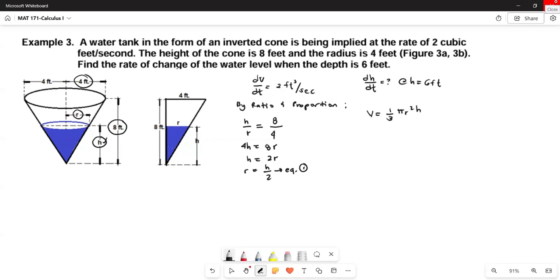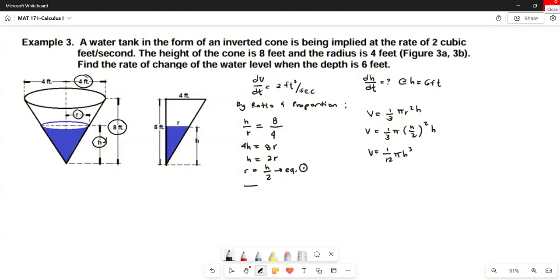Therefore, kailangan muna natin gawing uniform yan. Di ba nakasolve tayo ng ganito, equation 1 natin? Substitute lang natin yung value dito. So 1/3 pi (h over 2) squared times h. So simplify lang natin. 1/3, tapos di ba magkaka 1/4 tayo dyan? So 1/3 times 1/4 is just 1/12 pi h. So magkakaroon ng h squared dito, tapos isang h, magkakaroon ka ng h cubed.